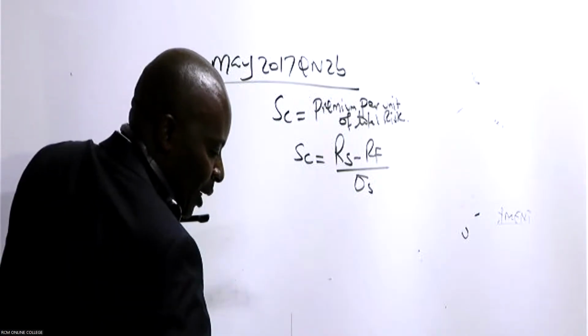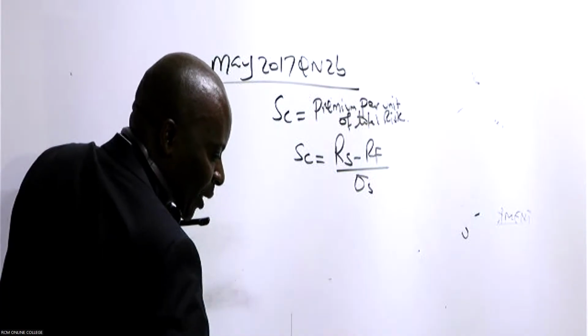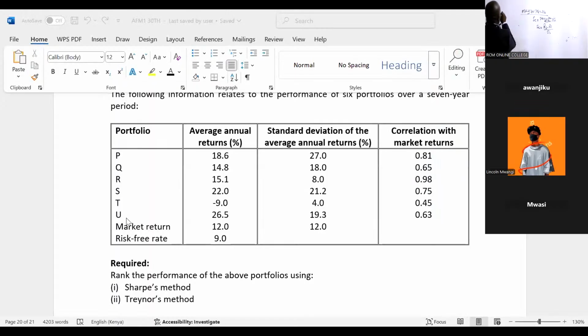The first one being P. This is May 2017, remember. So the first one is security P. Are we able to see the average returns of P? Yes, it is 18.0 here. Are you able to see the risk-free rate? It's given down there, 9. Divide this by the standard deviation of P, 27. So this one here gave you what figure? 0.355.